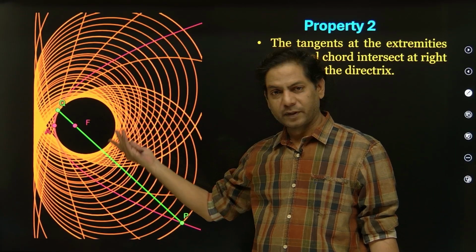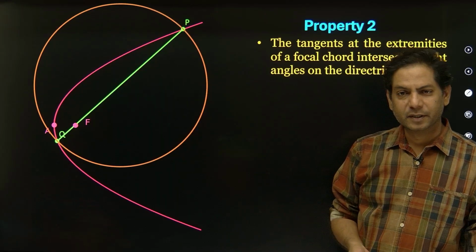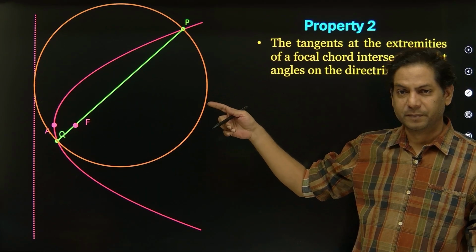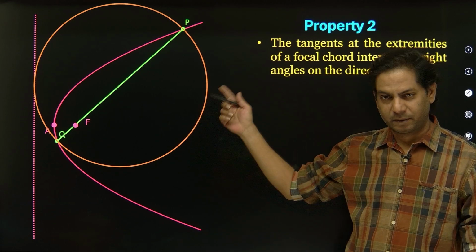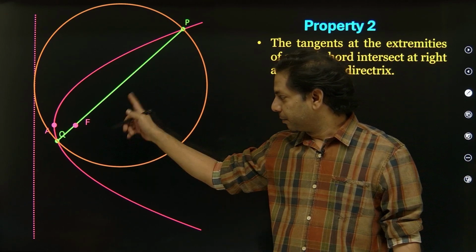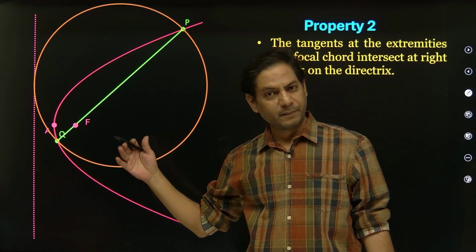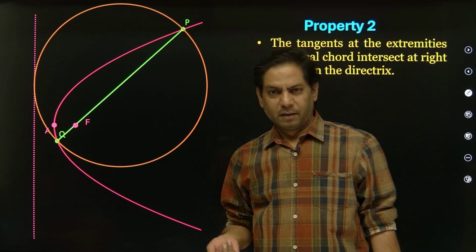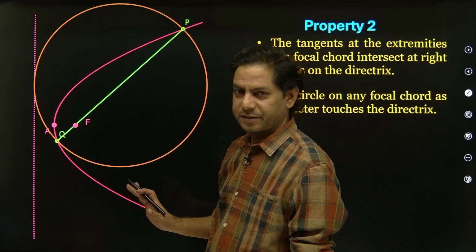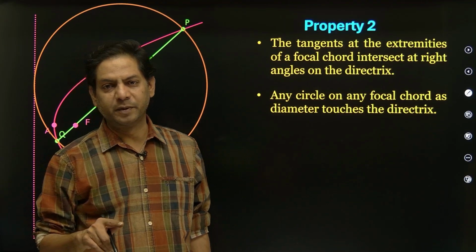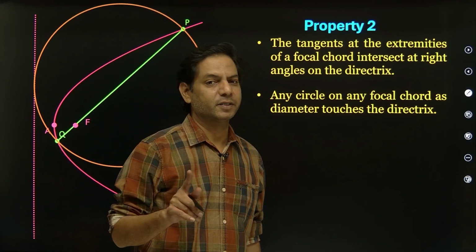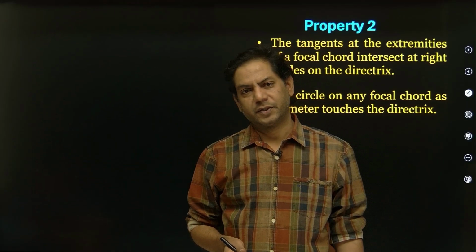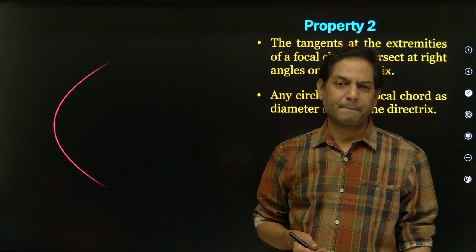and no points for guessing, that is the directrix. All these circles for all positions of P and Q will change automatically to keep PQ a focal chord. So all these circles are going to touch the directrix. That is the second point about this property: any circle on a focal chord as diameter touches the directrix. Good enough. Let's see one more thing about this.